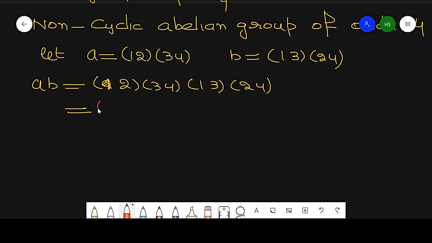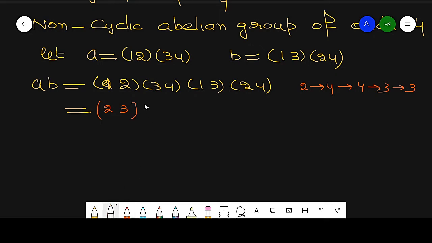So I start from this. 2 goes to 4, then 4 goes to 3. So 2 goes to 3. Once again, 2 goes to 4 in the first step, then 4 goes to 3, and 3 goes to 3. So 2 goes to 3. Now 3 goes to 1, 1 goes to 2, so the cycle is complete.